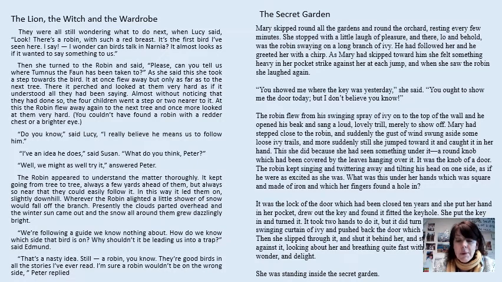Mary had stepped close to the robin, and suddenly the gust of wind swung aside some loose ivy trees, and more suddenly still she jumped towards it and caught it in her hand. This she did because she'd seen something under it, a round knob which had been covered by the leaves hanging over it. It was the knob of a door. The robin kept singing and twittering away and tilting its head to one side as if he were as excited as she was. What was this under her hand, which was square and made of iron, and which her fingers found a hole in? It was the lock of the door, which had been closed for 10 years, and she put her hand in her pocket, drew out the key, and found it fitted the keyhole.